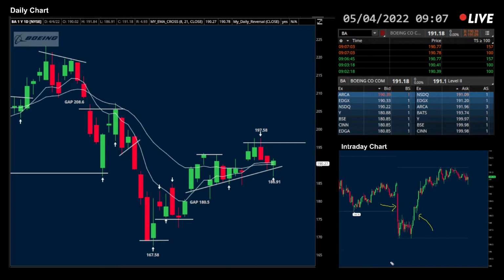Now I want to see if it's able to give some continuation. Right now at 190, I want to see if 190 is going to hold. That's the 8-day moving average. It needs to hold and go from red to green for continuation. It needs to get above 192. Above 192, the next logical level is 195, all the way into 195, 197. That's the big supply zone.